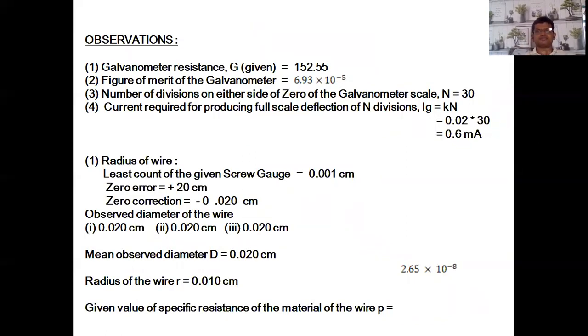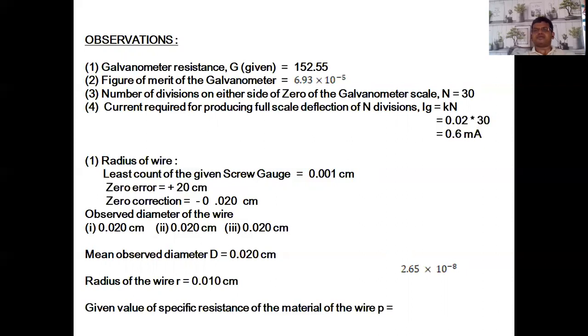It is a known value, which the examiner sometimes gives in the exam. So first we want a value: G, the galvanometer resistance. Given means this value is given by the examiner. Otherwise, at the time of practical, you copy it from practical number 6.1, because in practical number 6.1 we found the value of capital G. That table's average value is 152.55 ohm.